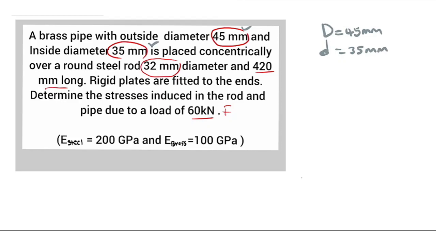Then this one is separate, for the steel rod. This part is for the brass, so that's why I separated it like this. This diameter is for the brass, and this one is for the steel. It is 32 millimeters. Then the force here is 60 kilonewtons, which is 60 times 10 to the exponent 3 newtons.